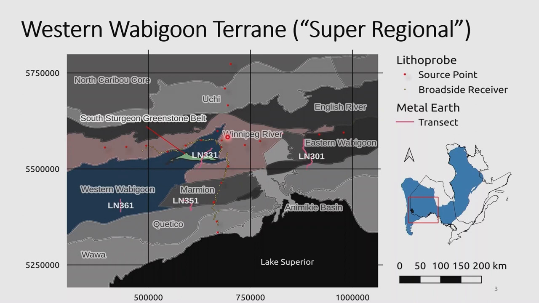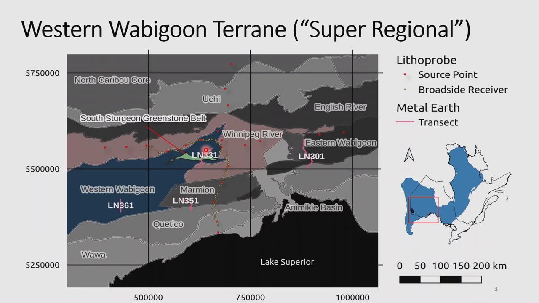Also, it's useful because this line here had sources and receivers on it, and this line did over here. So that means rays going across like this are going across this South Sturgeon Greenstone Belt and across this seismic line here. So that provides us with some extra information that might be able to see deeper.